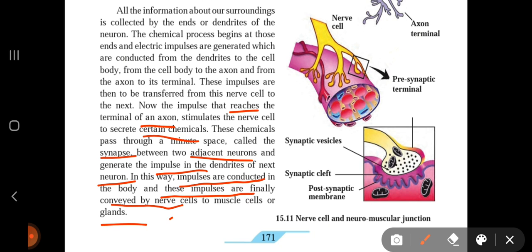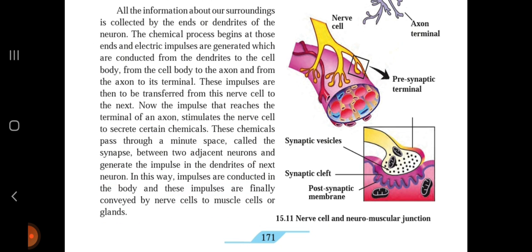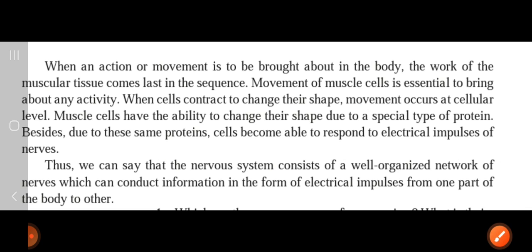So this is how a message generated in one neuron is then given to the adjacent neuron, and in this way impulses are conducted in the body, and these impulses are finally conveyed by nerve cells to muscle cells or glands. Okay, so this is how a nerve cell works.